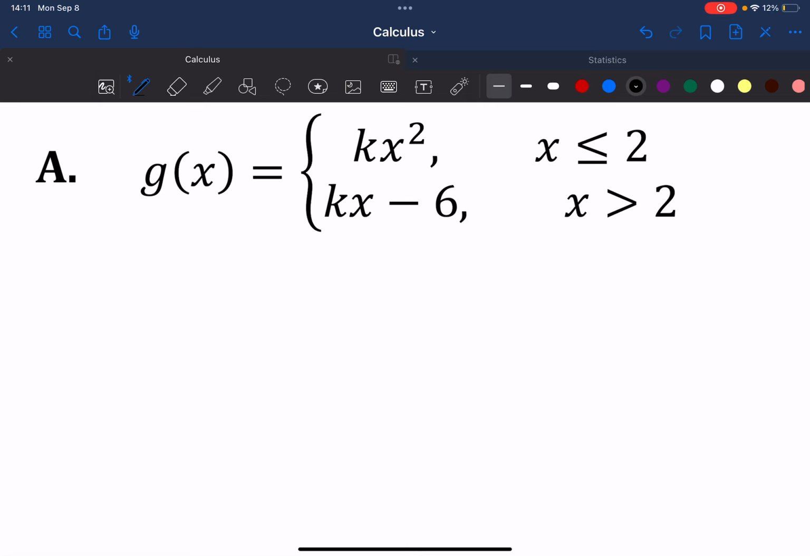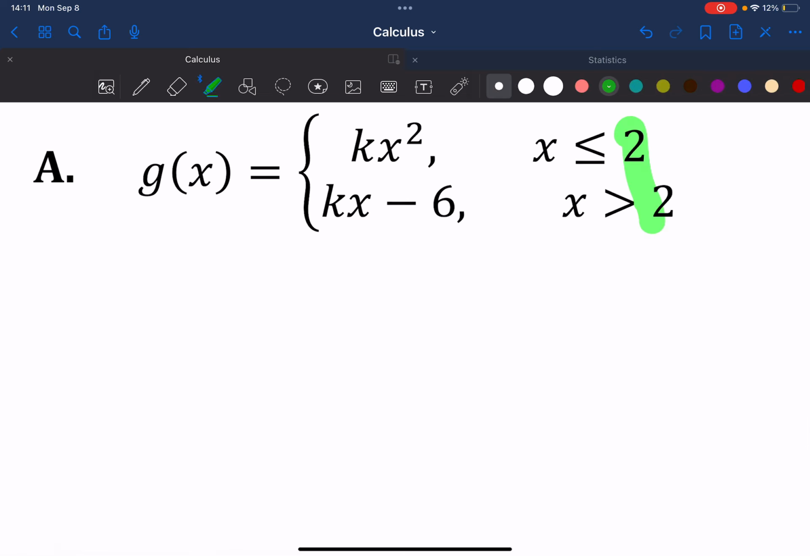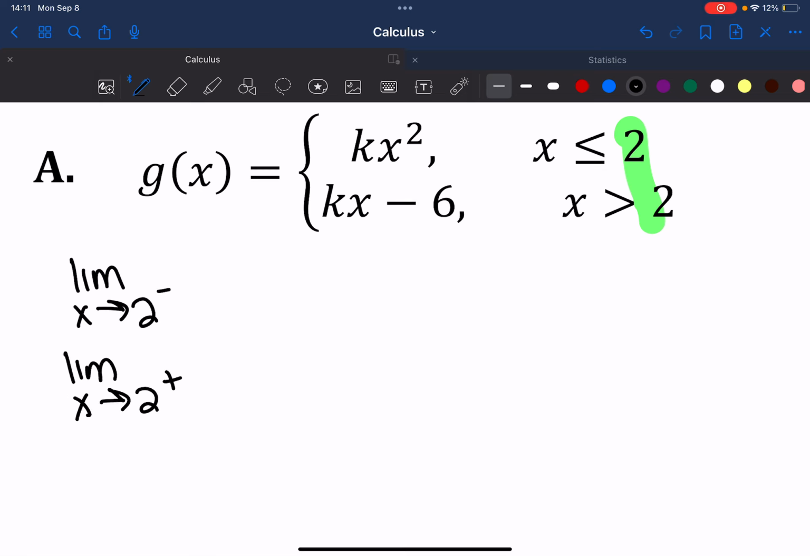continuous. Okay, so for this one, what I'm doing is I'm looking at the domain, and notice that the domain is x is less than or equal to 2 or x is greater than 2. So that's what I'm going to have my limit be approaching. So the limit as x approaches 2 from the left, and the limit as x approaches 2 from the right. Well, for the left side, that is going to be x is less than or equal to 2. So I'm going to say kx squared.